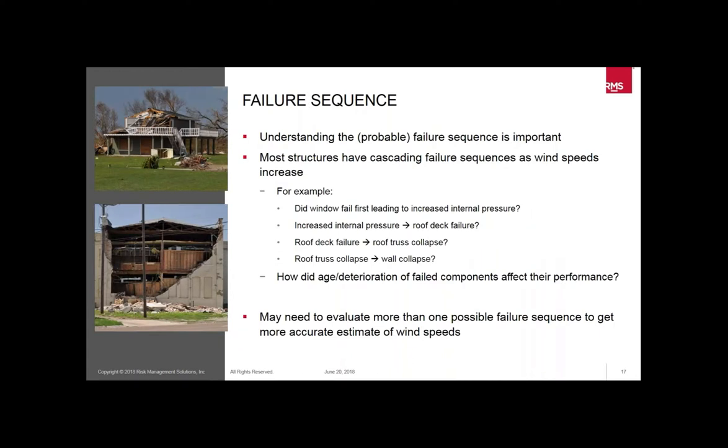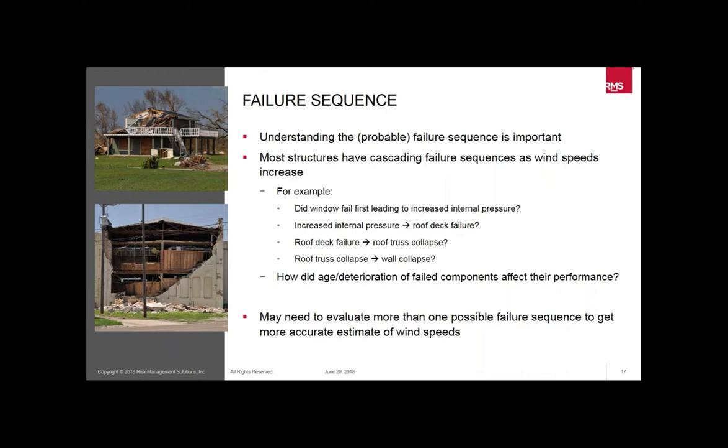Okay, another aspect of looking from a forensic point of view to estimating these wind speeds is we have to look at what was the failure sequence, right? And we have to try to understand what were the likely failure sequences, right? So a lot of structures can have cascading failure sequences, so once damage initiates at one point, maybe one component fails, that can lead to failure of another component, which leads to failure of another component, right?